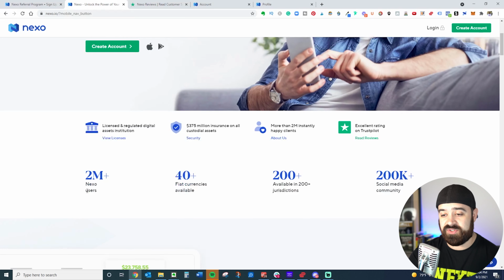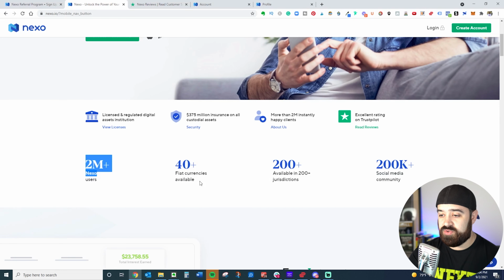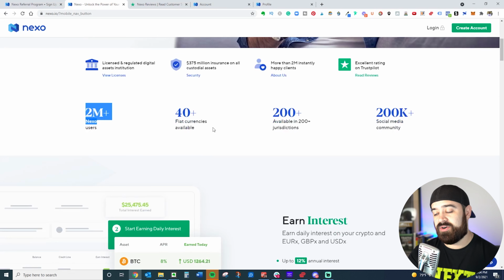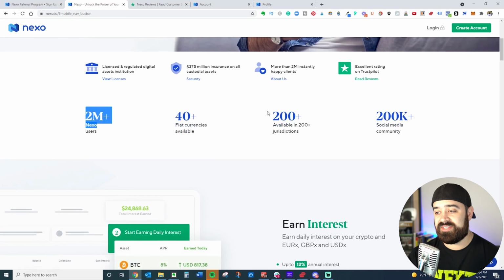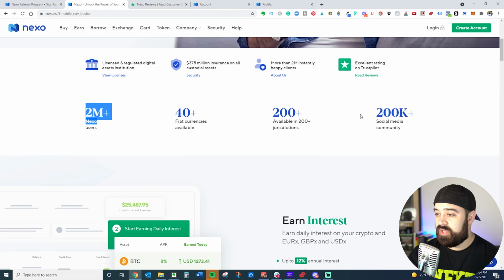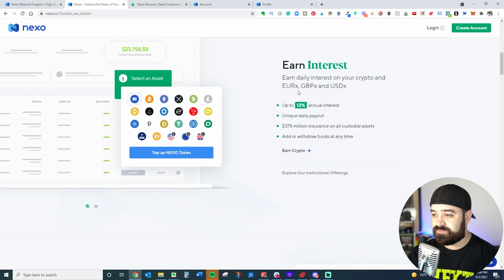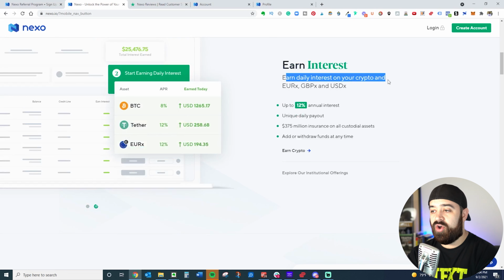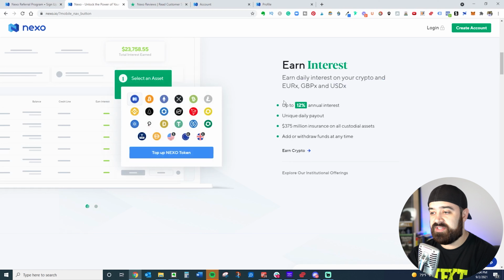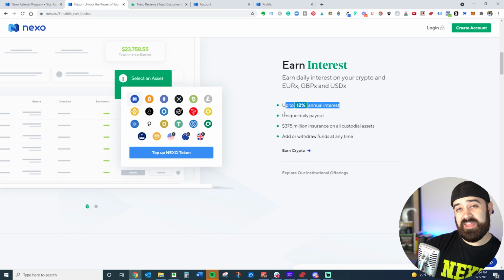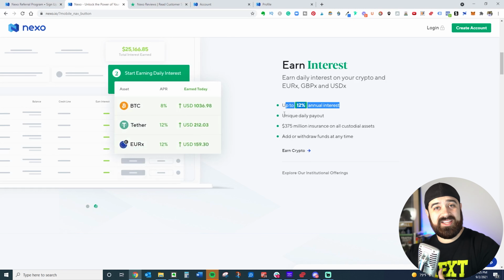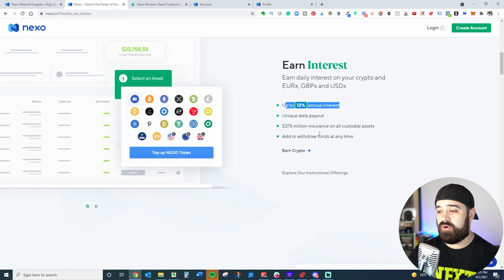that's showing legitimate results. So over 2 million users, over 40 fiat currencies. Obviously, I only really use USD, but I'm sure there are other ones as well. You can look to see if yours is available, and you can read all that as well. So you can earn daily interest on your crypto and on some of the fiat currencies like USD, up to 12%. And you'll see for some things it'll be 4%, some 6, some 8, some 10, some 12, and we'll look at the differences in all of that in just a minute.